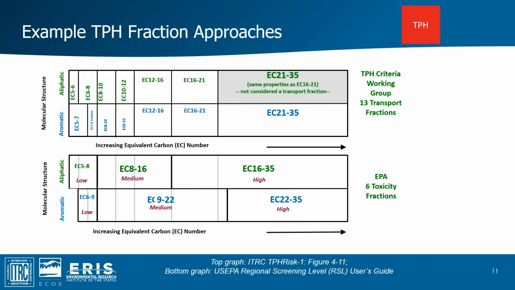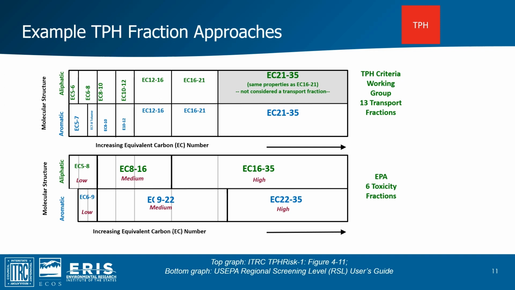Two fraction approaches are shown on this slide, where each block is a fraction and the x-axis is the equivalent carbon, which increases in size from left to right. The y-axis includes two rows showing aliphatics on the top in green and aromatics on the bottom in blue. The first TPH fraction approach is based on transport fractions identified by the TPH criteria working group. Essentially, these consist of 13 transport fractions. Note that the 14th fraction, high boiling aliphatics, is not considered mobile.